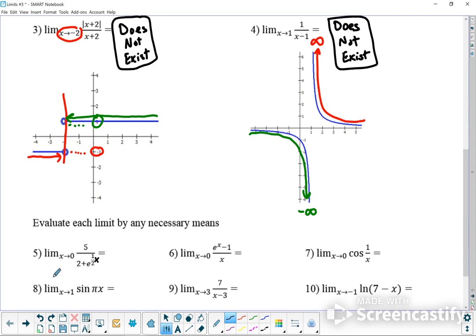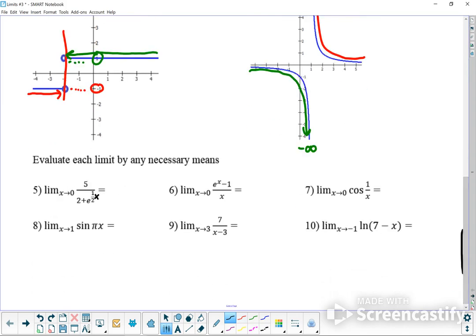All right. So number 5. Because I don't have a graph, I'm not going to utilize the graph unless I have to. But I'm going to go ahead and take that 0 and plug it in where the x is. Okay, let's see what happens there.